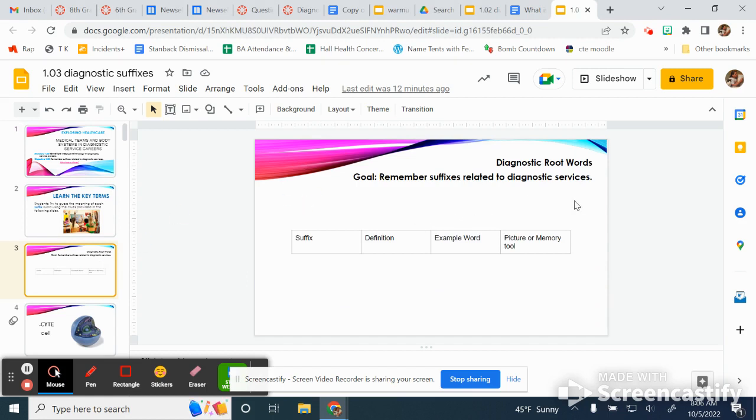If you're a person that doesn't have a notebook, binder, or whatever it is for this class, there are pre-printed sheets all around the room near the blue and pink boxes that are already set up like this. But please write this down in your notebook. And here are the headings: suffix, definition, example word, and whatever picture or memory tool you can come up with to help you remember the word.